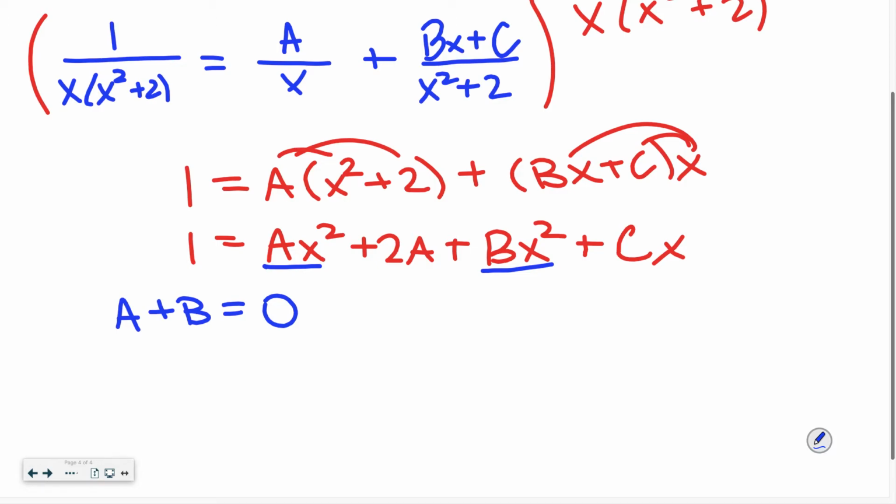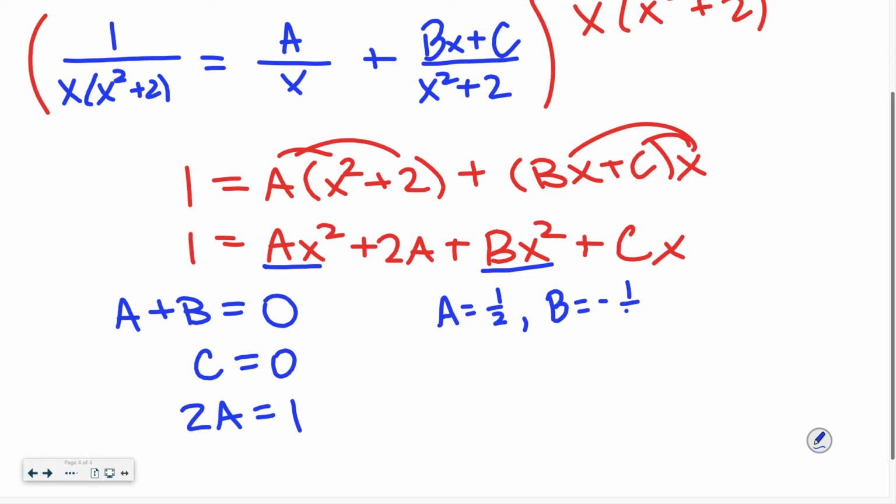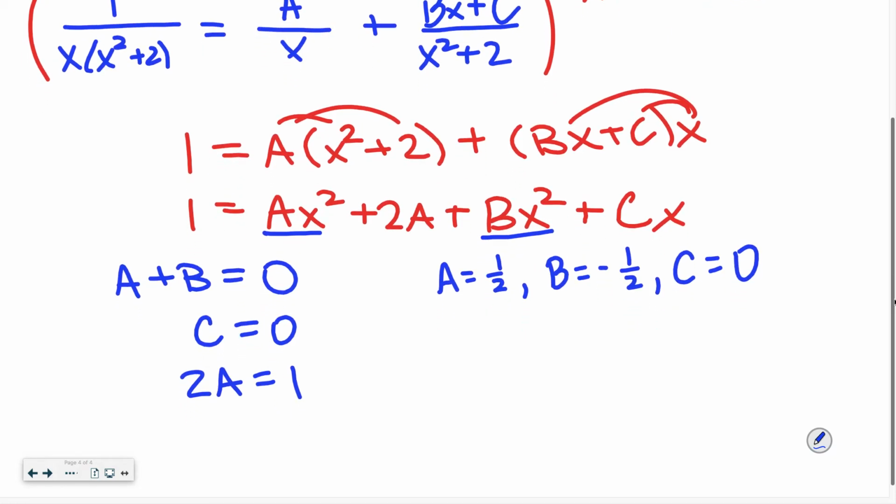Do you see an x term over on the left? No, so what should c equal? All right, but our constant is 1, which means 2a better equal 1. Who thinks to do this stuff? Like one day comes up with this method of doing things. So A is 1/2. What's B? Negative 1/2, and we know that C equals 0.